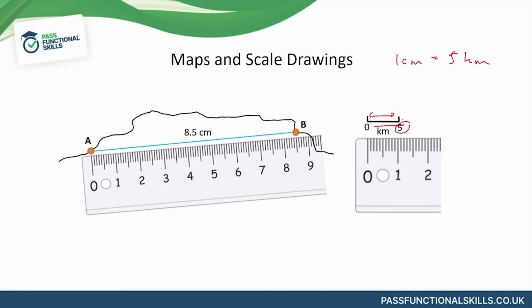So what we know is that 1 centimetre equals 5 kilometres. So if 1 centimetre equals 5 kilometres, then 8.5 centimetres is going to equal 8.5 multiplied by 5, and 8.5 times 5 is 42.5 kilometres. So A to B using the ruler is 8.5 centimetres, but in real life it's 42.5 kilometres.